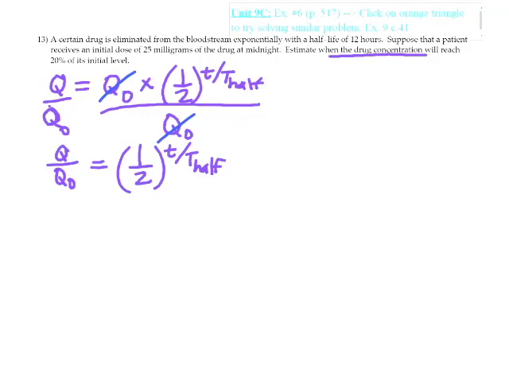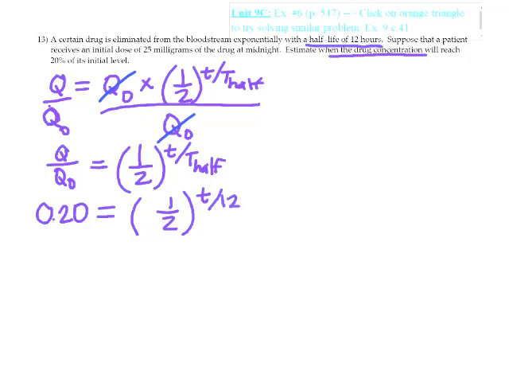So Q over Q naught, 20% converted to a decimal is going to be 0.20, equals (1/2) to the power of t over 12. We don't know the time. We're asked to estimate the time, but we do know the half-life. So the half-life is 12 hours.